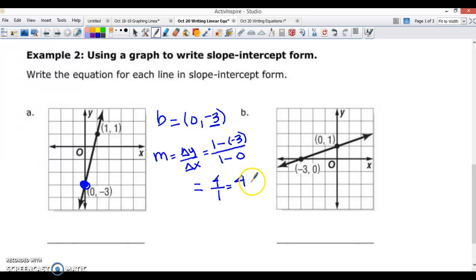So I have my slope and I have my b. Now I can write the equation of my line. Y equals 4x minus 3. Okay?